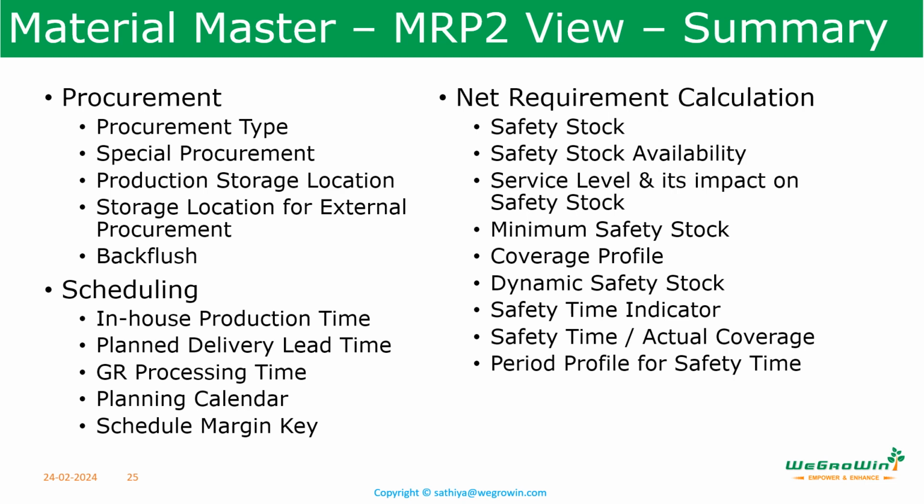In this session, we discussed procurement parameters, scheduling parameters, net requirement calculation parameters. In procurement, we discussed what is procurement type, special procurement type parameters, production store location, location for external procurement, backflush, scheduling like in-house production time, plant delivery lead time, GR processing time, planning calendar, schedule margin key, their impact on scheduling, how scheduling is carried out, and how net requirement calculation is done, how safety stock is used for these things, how safety stock availability is done, service level, and minimum safety stock. Like this, we discussed various parameters in MRP2 view in this session.